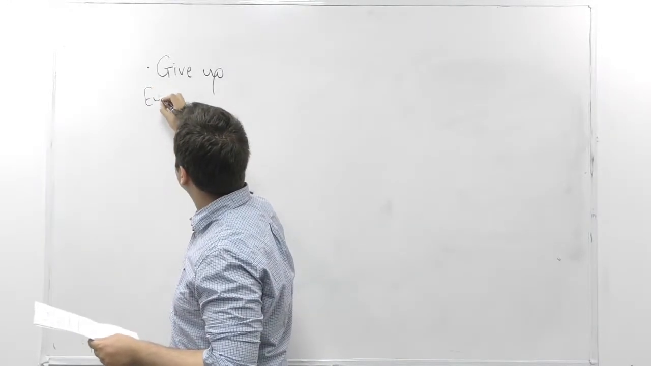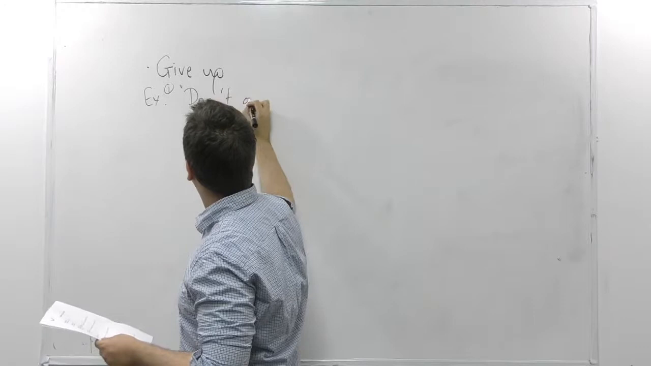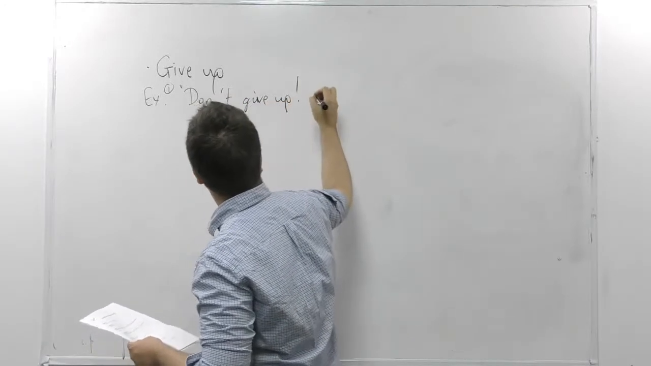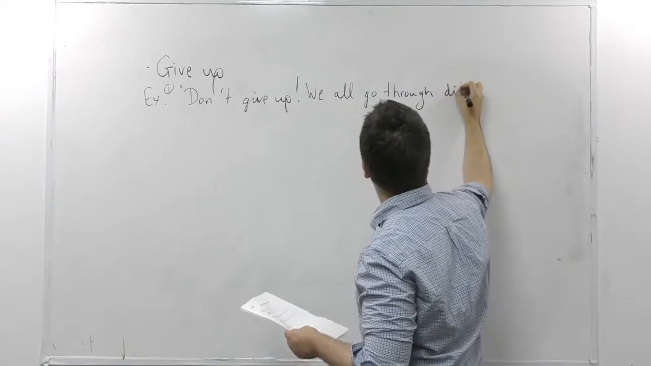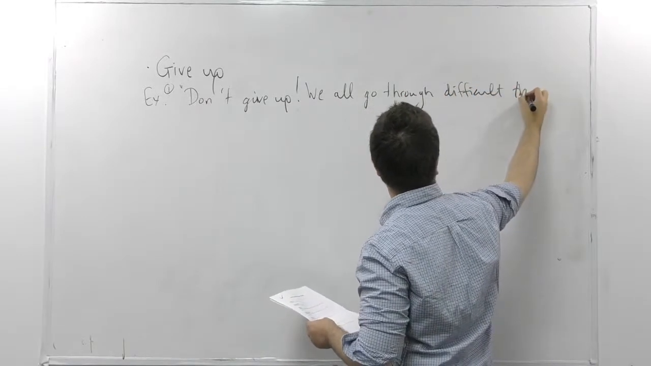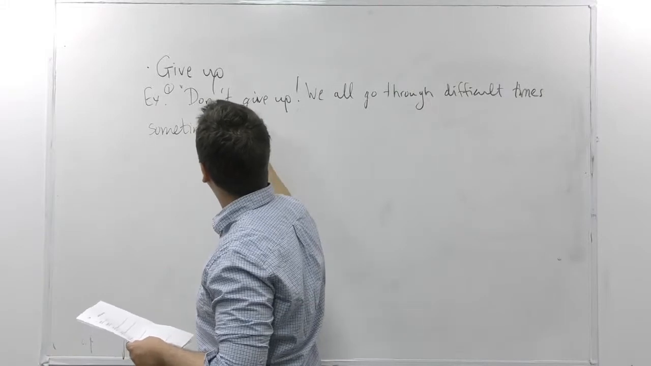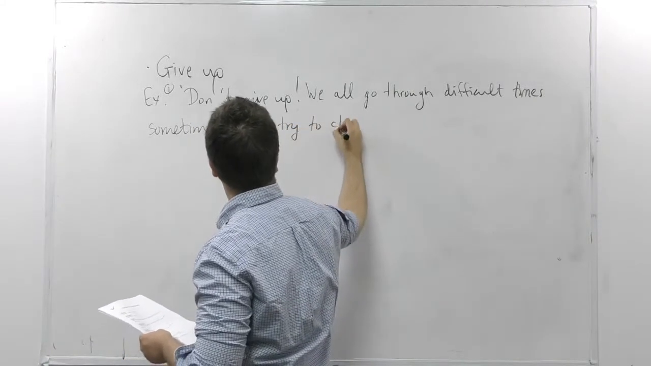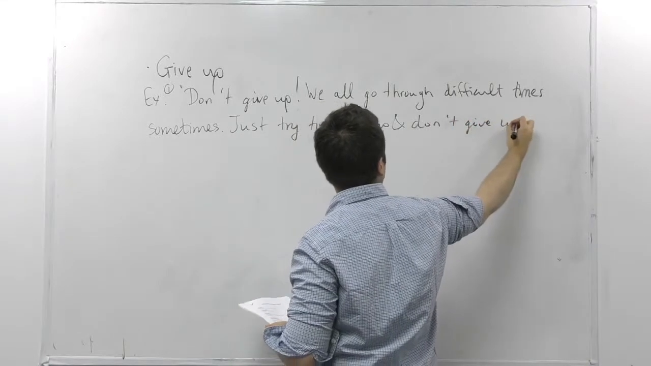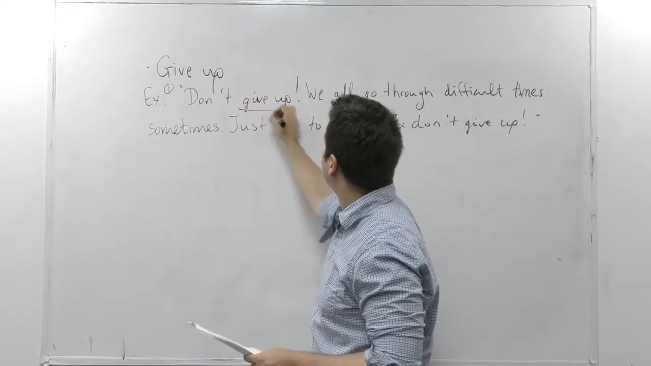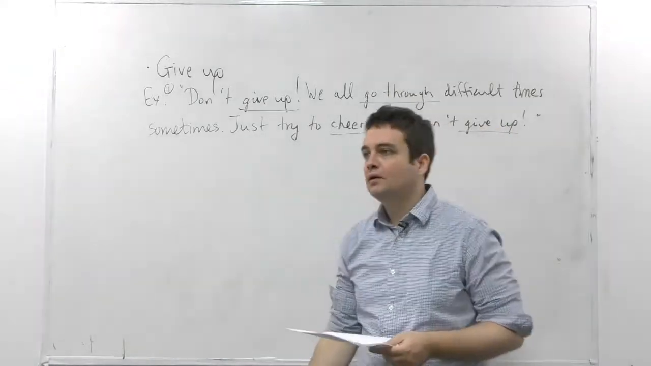So maybe my example here would be, don't give up. Don't quit. Don't give up. We all go through difficult times sometimes. That sounds weird, but sometimes. Just try to cheer up and don't give up. All right, so I'm trying to use all those other phrasal verbs, right? Don't give up. We all go through difficult times sometimes. Just try to cheer up and don't give up. And there we go. All right, so lots of good phrasal verbs there.